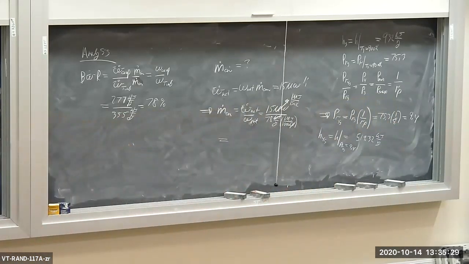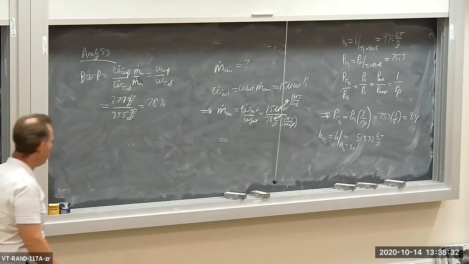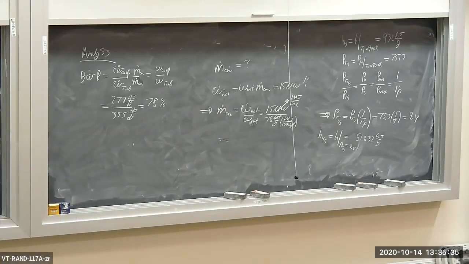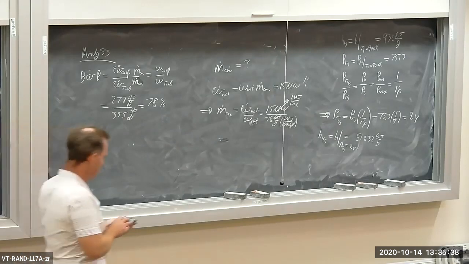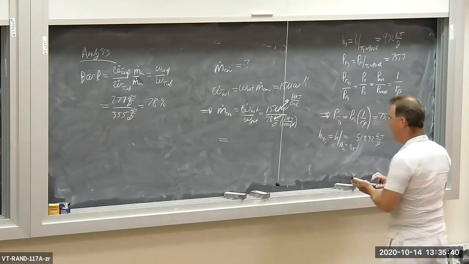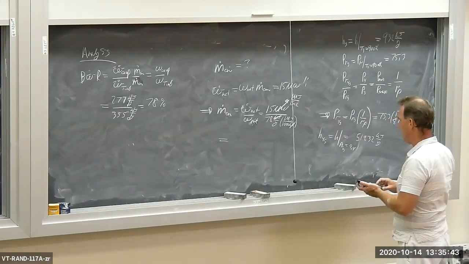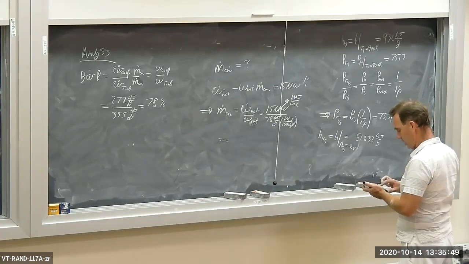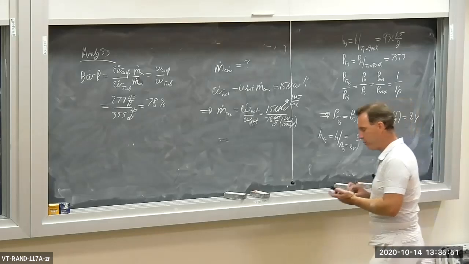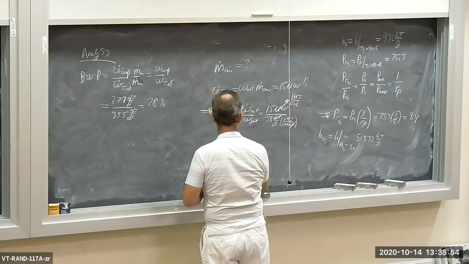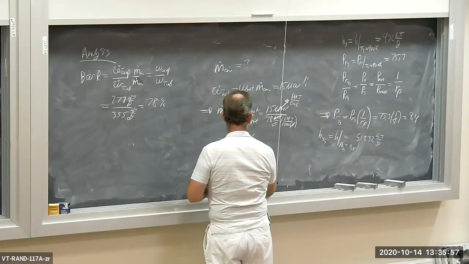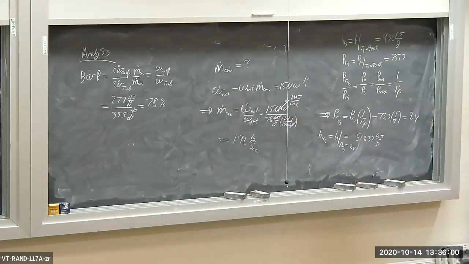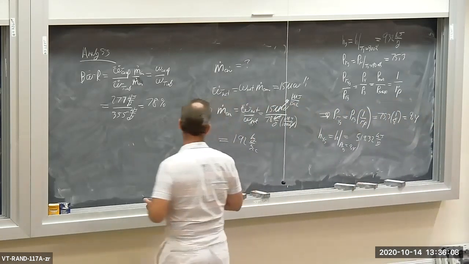Let's see here. What have I got? Where is my calculator? Here it is. So 15 times 1,000 divided by 78. And I get 192 kilograms per second. 192 kilograms per second of air. That's a lot of air.